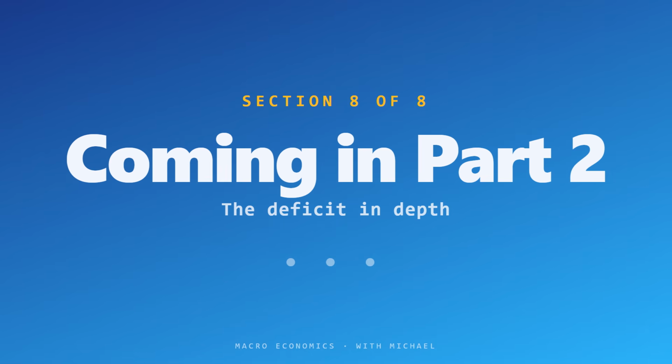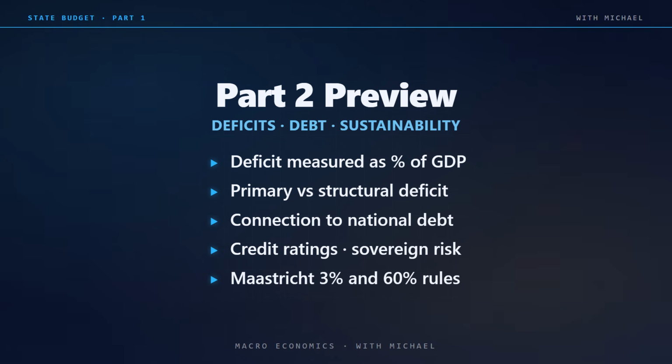Section 8. Introducing the deficit, coming in Part 2. When T is less than G, we have a deficit. This is the most consequential situation in fiscal policy, and it is the subject of Part 2 of this series. We will see how the deficit is measured, not just in absolute terms, but as a percentage of GDP. We will see why economists distinguish between primary deficits, which exclude interest payments, and structural deficits, which adjust for the business cycle. We will see the connection between deficits and national debt, and how persistent deficits can become unsustainable.